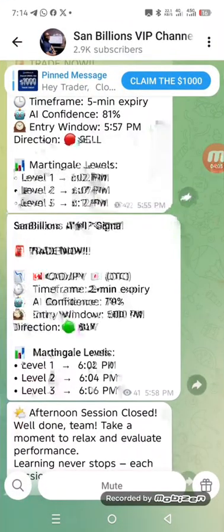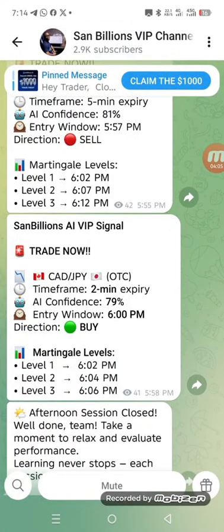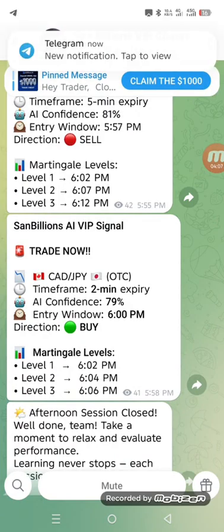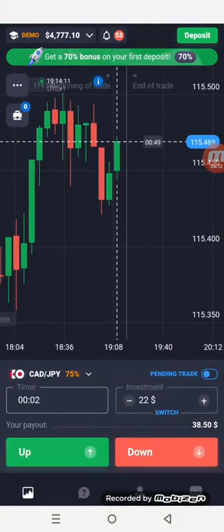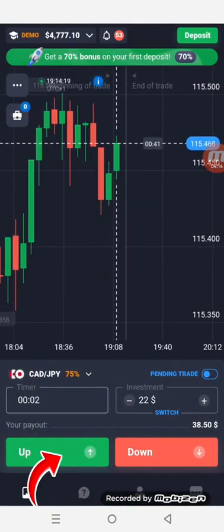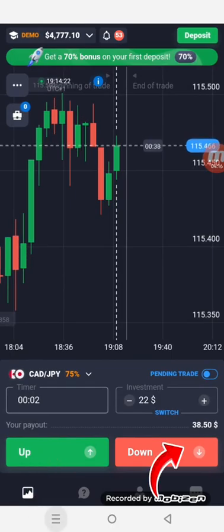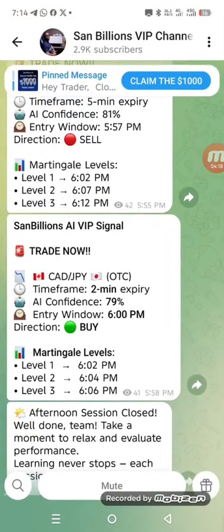If you check the direction of the trade, it is buy. If it says buy, it means you're going to press this green button, up. Buy means up, down means sell. So the trade is showing buy.